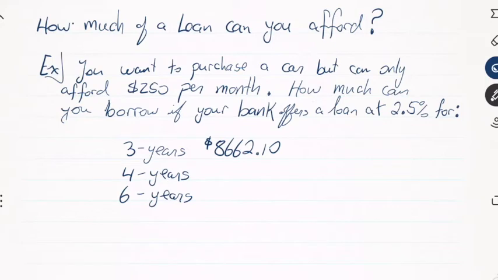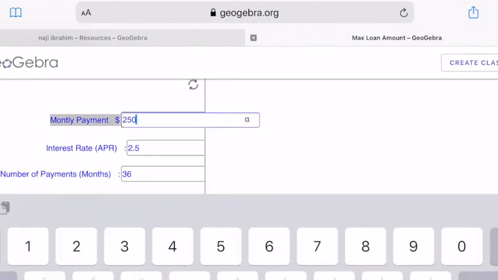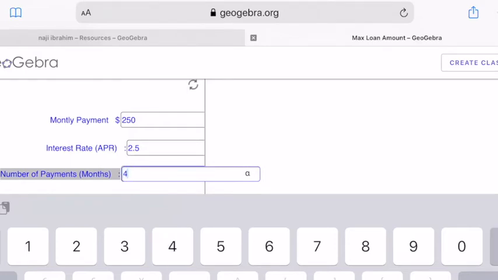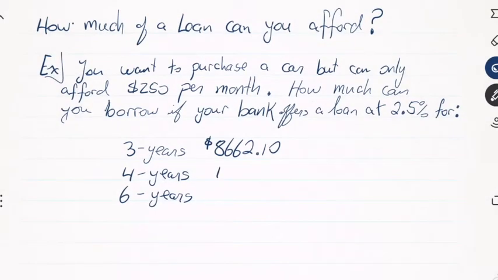Okay. And then for 4 years, if you're going to make payments of $250 at 2.5%, we only need to change the time to 48 months. And now we can afford $11,408. I really shouldn't put the pennies, so $11,400. I'm going to change the number above it too to $8,660 because we're just ballparking this.